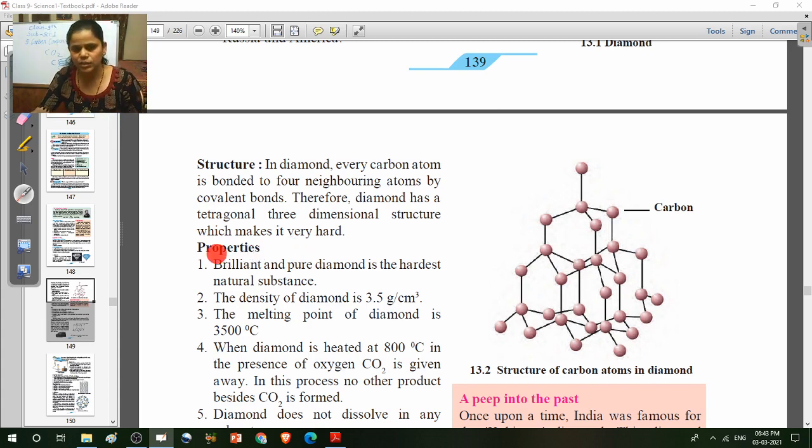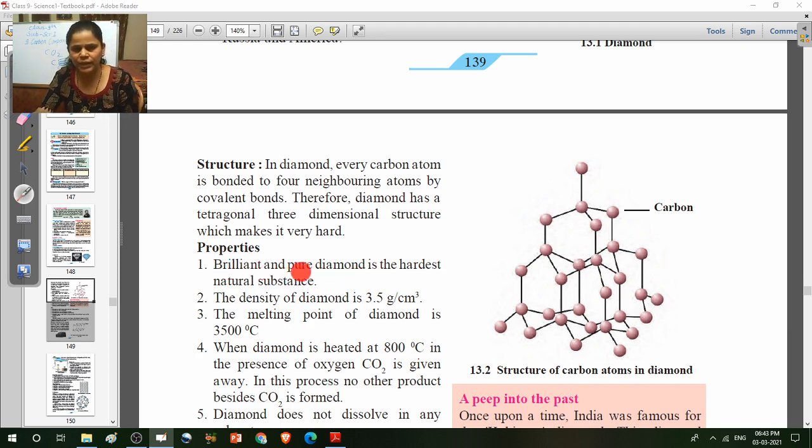The next is properties of diamond. All these properties we will study in this chapter. The properties of all the crystalline forms of carbon. In crystalline form, there are 3 forms: diamond, graphite and fullerenes. So we have to learn all the properties of diamond, graphite and fullerenes also. Clear?